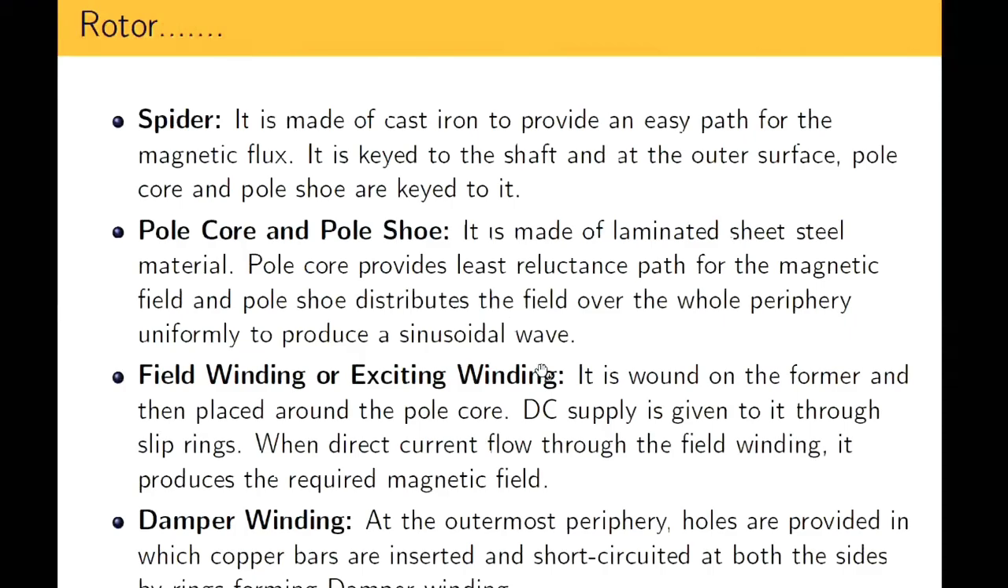It is made up of cast iron, similar to a stator, to provide an easy path for the magnetic flux, right? The same thing is done by the stator also. We have seen that the stator is made up of cast iron, and it provides an easy path for magnetic flux, because reluctance will be less, because it is solid cast iron material. It is keyed to the shaft. What is the meaning of that?